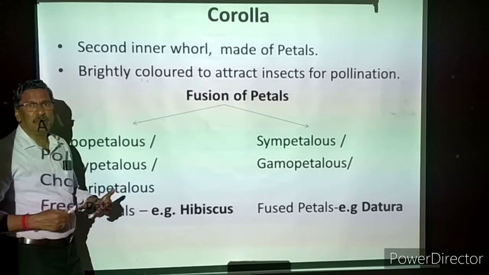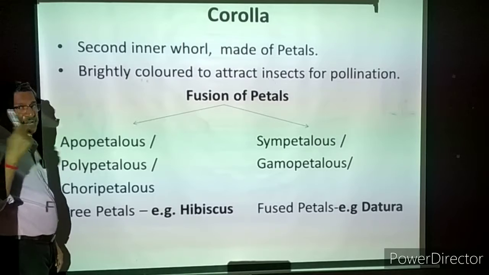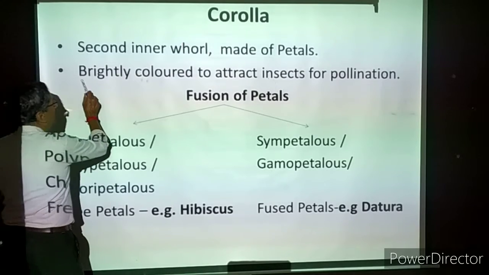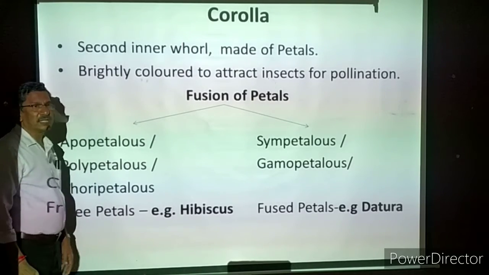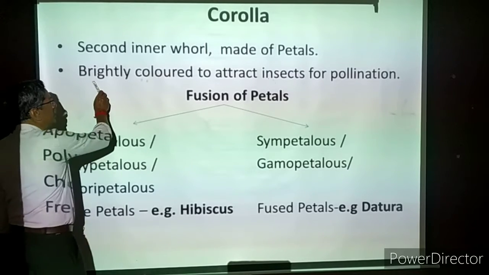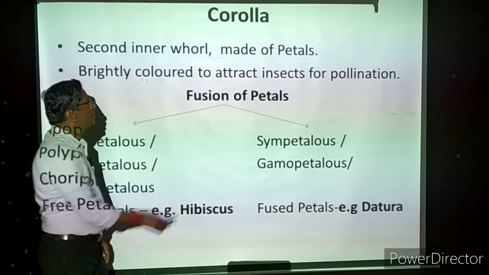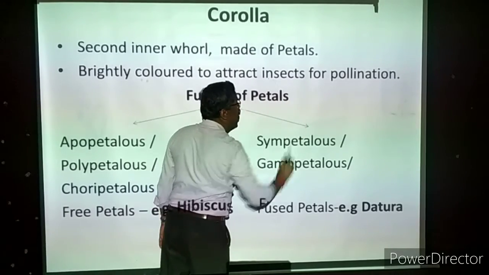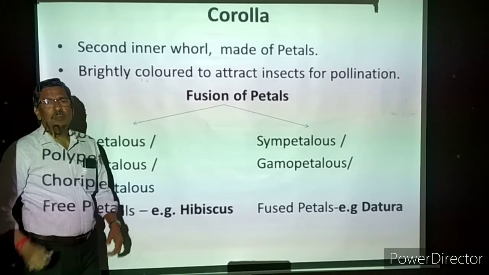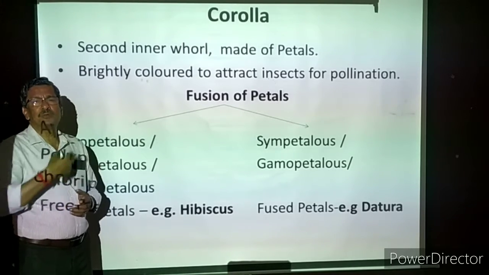The number of petals may be anything. Maybe 2, 3, 4, 5, 6, 7 or even 10, 15, 20, 30, like that. The petals are brightly colored. I already told you different colors will be there. Attractive colors. Why are the petals brightly colored? To attract the insects for pollination. So, the beautiful color of the petals attracts the insects to come to the flower.